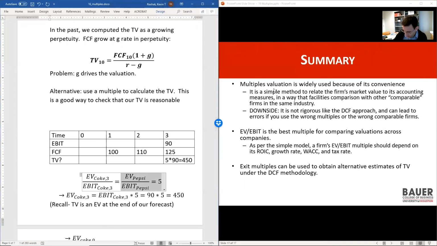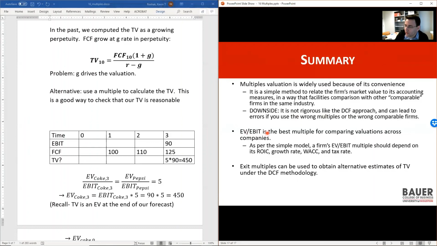To conclude, multiples are used all over the place, so we have to understand them. They're very convenient. You don't need to know very much. You don't need to be very careful to use them. It's a very simple way to relate the fundamentals to a market value. The downside, it's not very rigorous, however, so it's best to use DCF valuation in conjunction with a multiple, right? You want to use both to make sure that you're not missing anything.